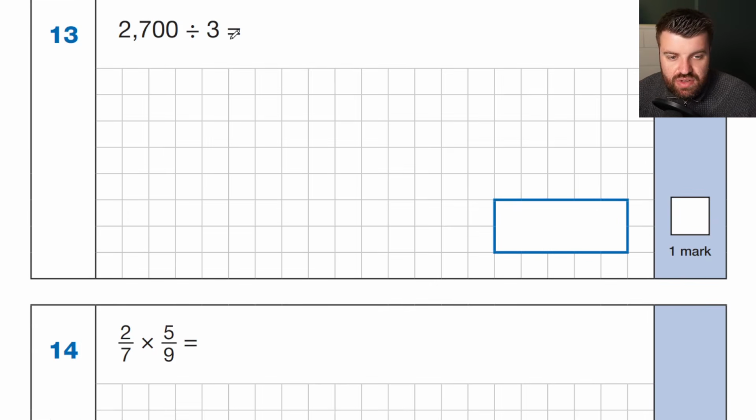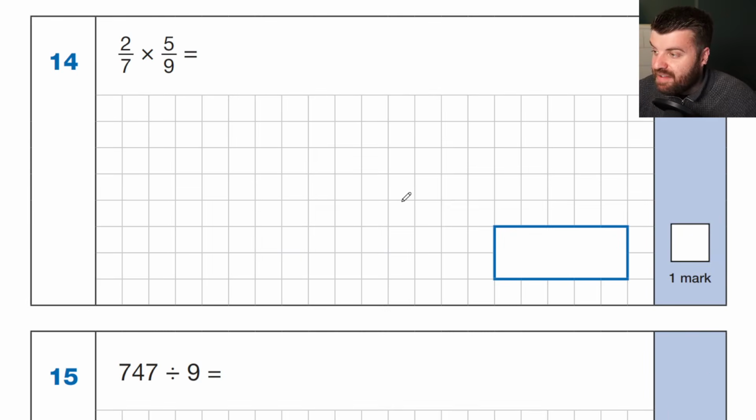Question 13, 2,700 divided by 3. It's another times table question. Look at it as 27 divided by 3. That would give us 9, but this is actually 100 times bigger. So the answer isn't 9, it is 900. They come up so much in these arithmetic papers, guys. You have to know your times tables. I promise you, it's the only way to get these questions consistently correct.